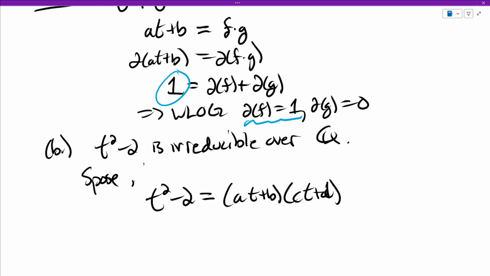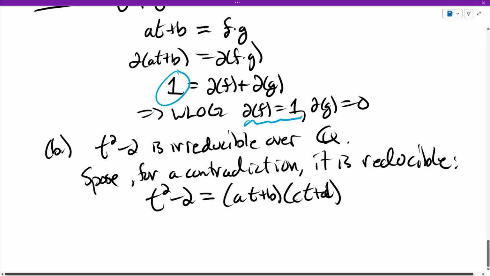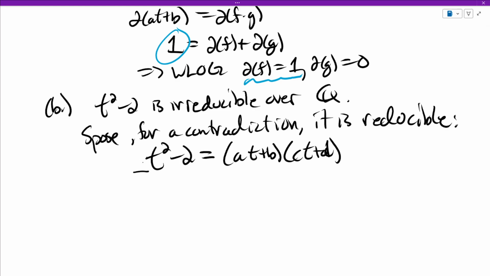So suppose for a contradiction, again, let's be a little bit more clear, it is reducible. And again, the only possible factoring is this one. All right. The coefficient of t squared is a 1, really. So we can actually assume that a and c are both 1. So I'm going to do that right now.